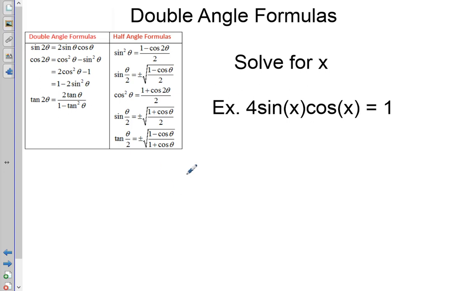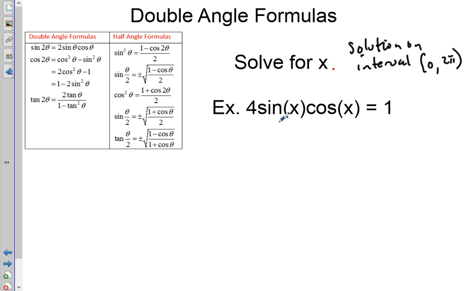Okay, we're going to continue. I'm going to use double angle formulas to solve for x again. In this case, I'm going to solve for x, and we're going to find solutions only on the interval from 0 to 2 pi. It makes it a little bit faster, more efficient.